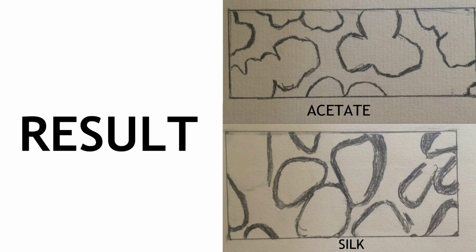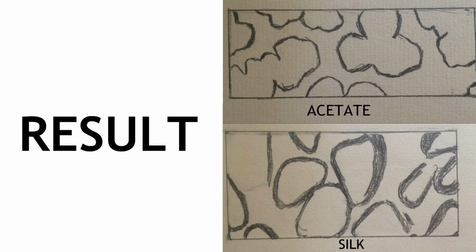And next is odor or smell. Acetate will produce a burning pepper smell, while silk will produce a burning hair smell. And lastly is the ash. Acetate will produce hard, bitter ash that cannot be crushed, while silk will produce grayish black ash.